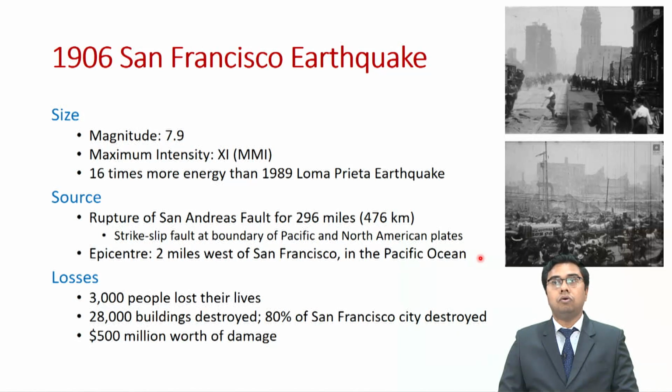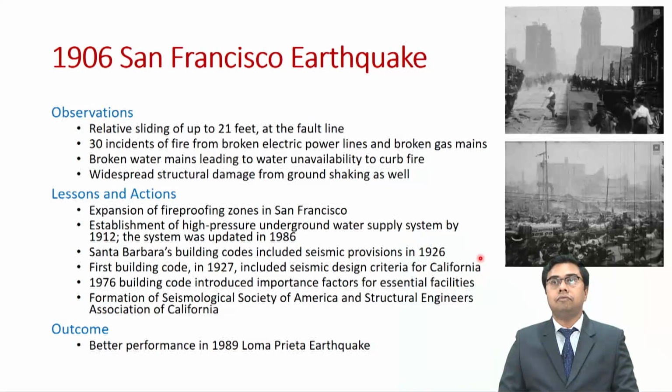There are furthermore observations from the San Francisco earthquake. For instance, the two plates had a relative sliding of up to 21 feet. During the earthquake, there were incidents of fire from electrical power lines and broken gas mains, and due to broken water pipelines, the unavailability of water to curb these fires caused even more destruction.